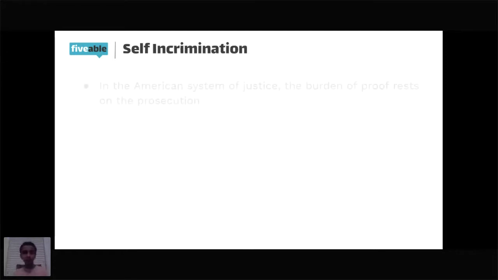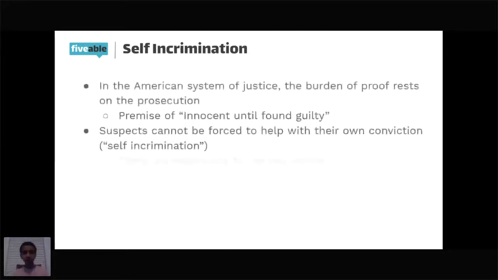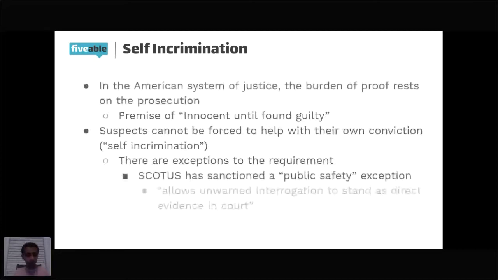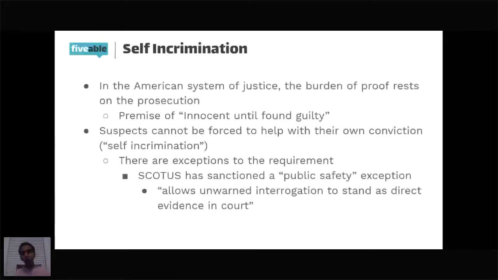All right, so the main one we're going to talk about in this slide is self-incrimination. In the American system of justice, the burden of proof rests on the prosecution. That's based on the premise of innocent until found guilty. That's something you will need to know for the AP exam: it's always the burden of the prosecution to prove the defendant was guilty. So the defendant is innocent until proved guilty by evidence brought by the prosecution. That's something you definitely want to go over.